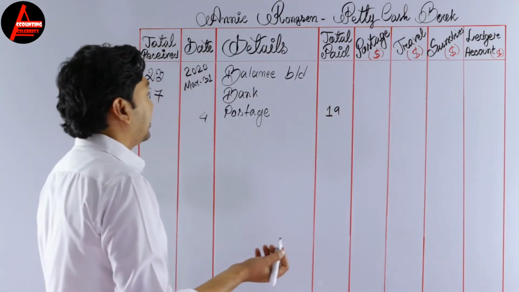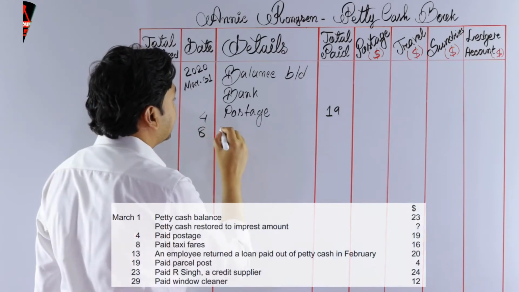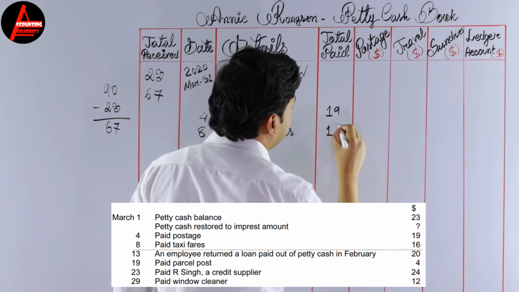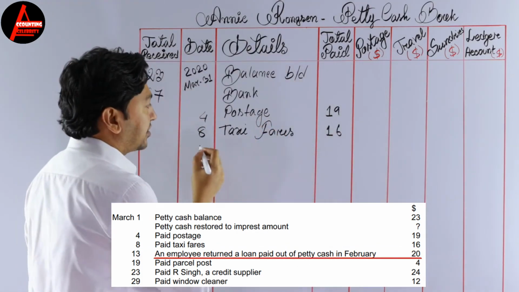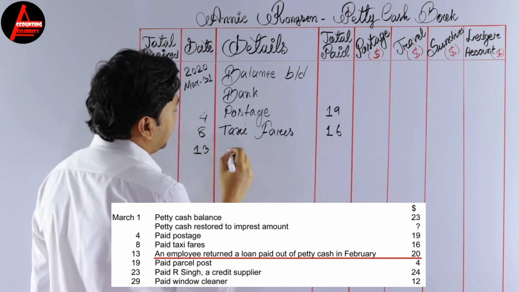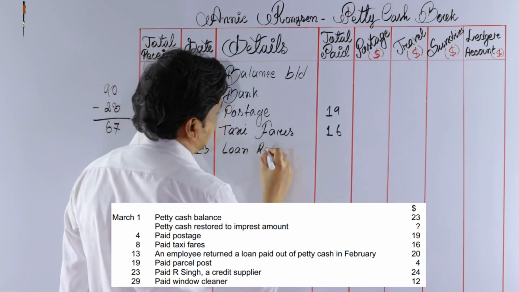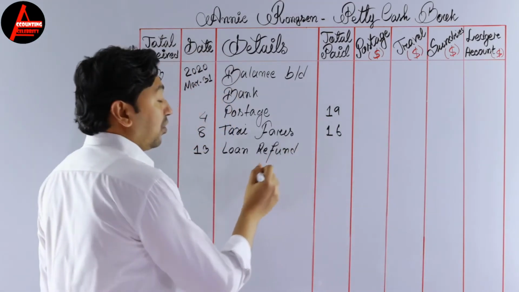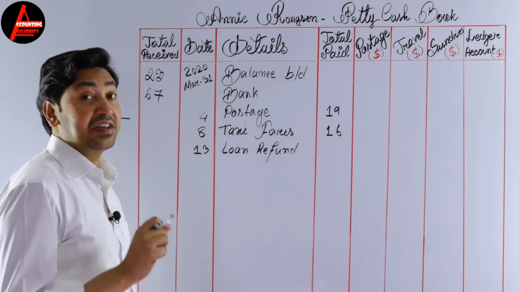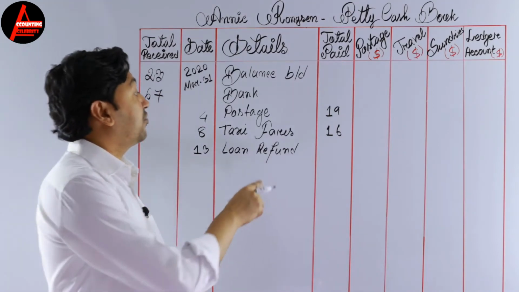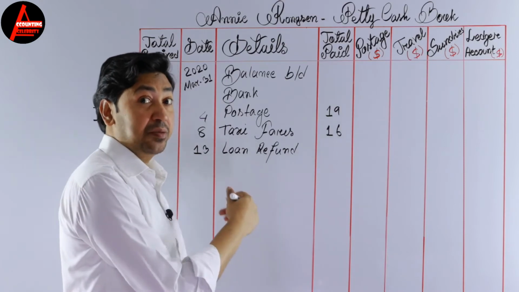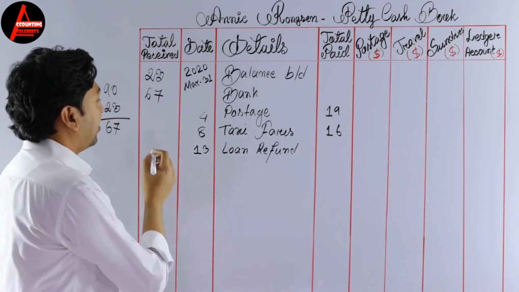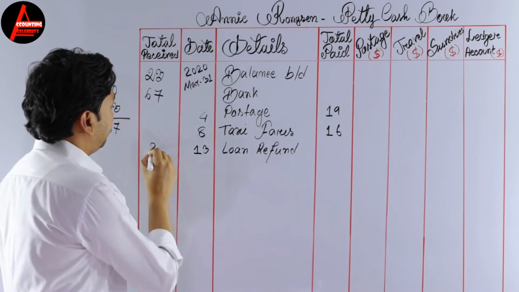Then the next one is March 8, taxi fare. The amount in the question is $16. Very good. Next one is March 13, a loan refund. Refund, return, whatever you want you can write, no problem. This amount is not paid, this amount is received. Someone refunded this loan to the business, so the business received this amount, and it will come in the receipt column. So let us write here $20.